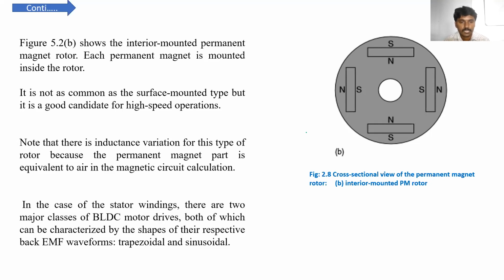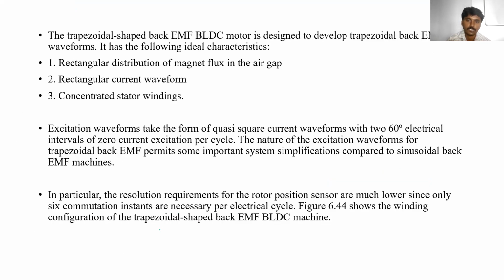In the case of stator winding, there are two major classes of brushless DC motor drives, both of which can be characterized by the shapes of their respective back EMF waveforms: trapezoidal or sinusoidal. Based on the EMF produced by the stator winding when current flows through it, the brushless DC motor is classified into two types: trapezoidal brushless DC motor and sinusoidal brushless DC motor.